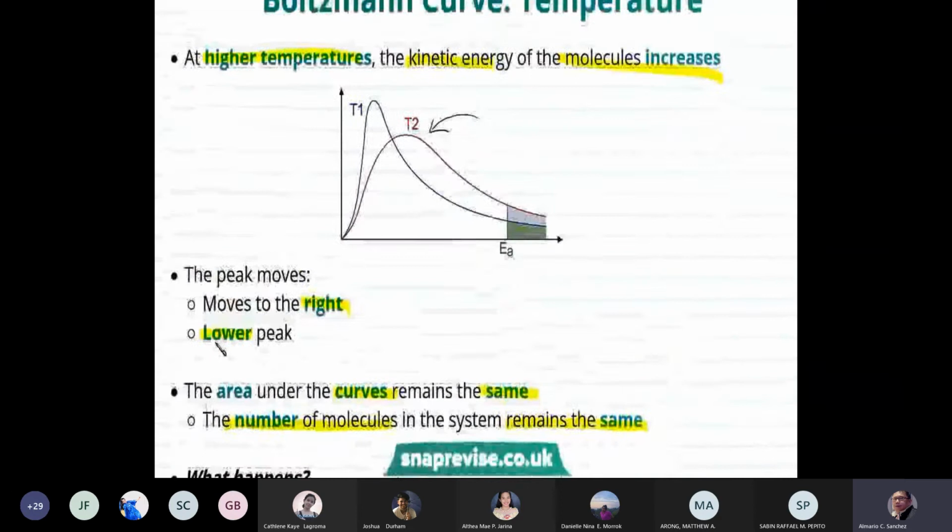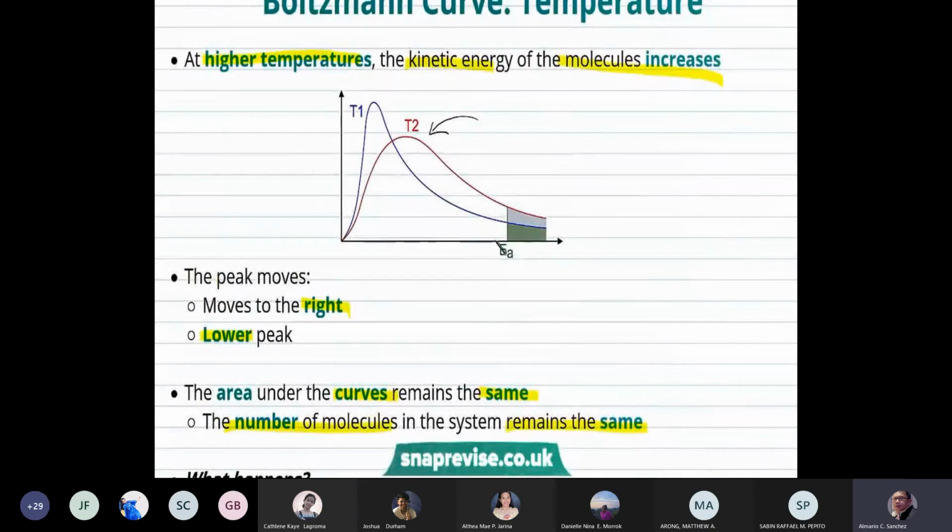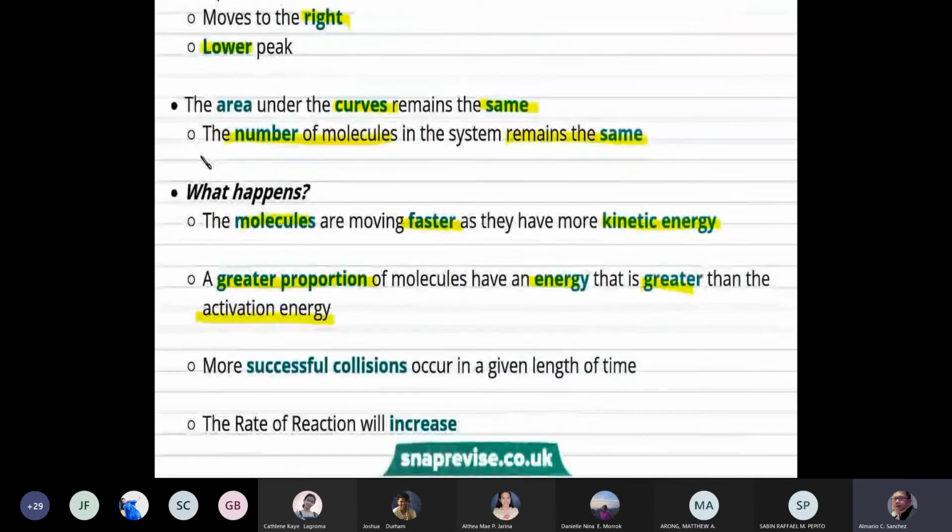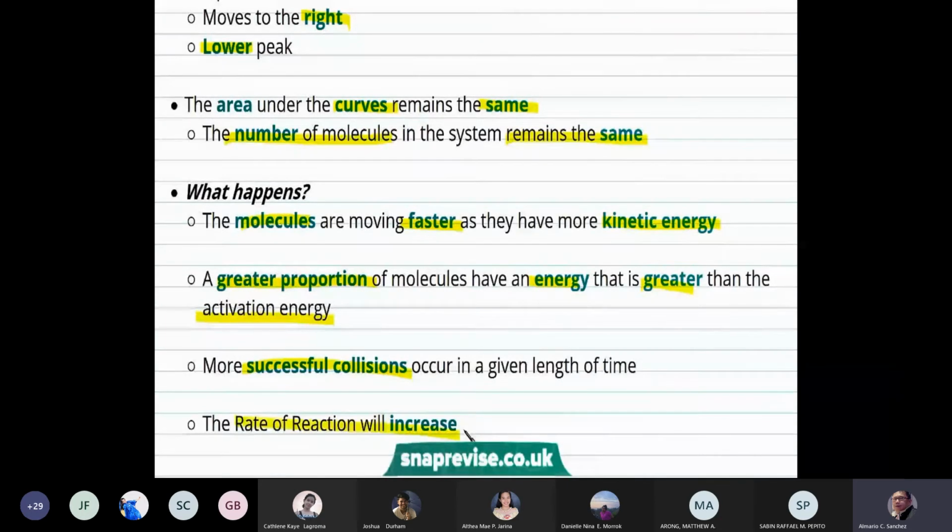So if we take a look at our graph, we can see that the activation energy is marked on here as EA. And we can see the proportion of molecules with energy greater than the activation energy at T1, the lower temperature, is shown in dark green, whereas the proportion of molecules with energy greater than the activation energy at T2 is shown as the area that's green and the area that's grey. So that's that total area altogether. We can see it increased. So this is because more successful collisions occur in a given length of time, and therefore the rate of reaction will increase.